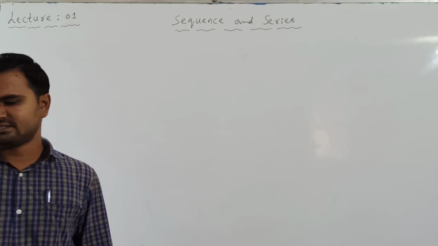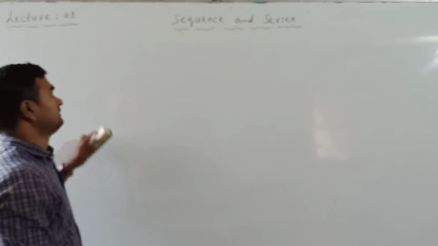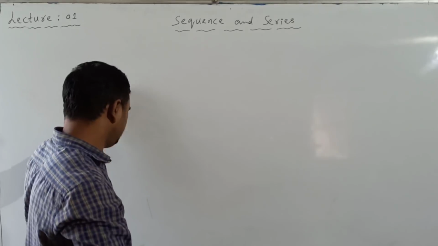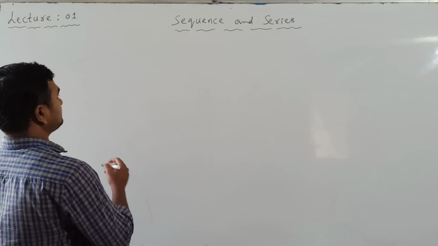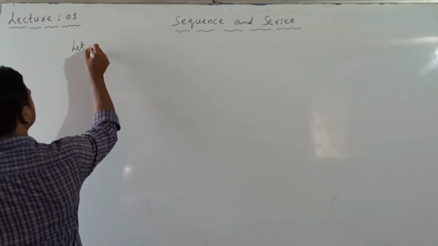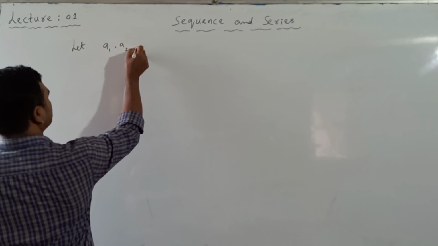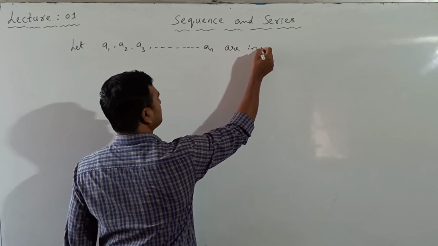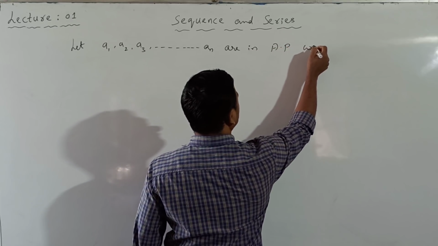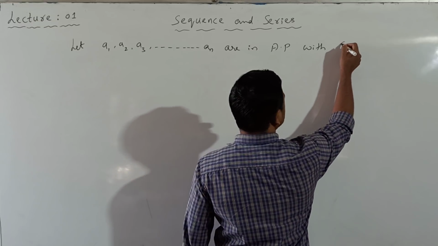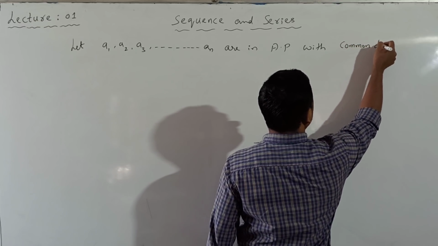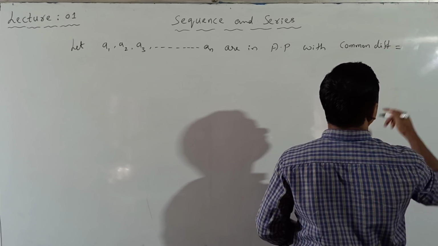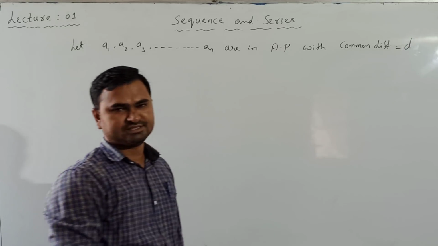Next, there are some properties which are satisfied by the terms of a given arithmetic progression. Suppose it is given that a sequence of elements a1, a2, a3 up to an are in arithmetic progression with common difference d.